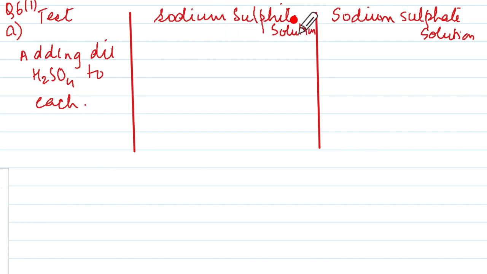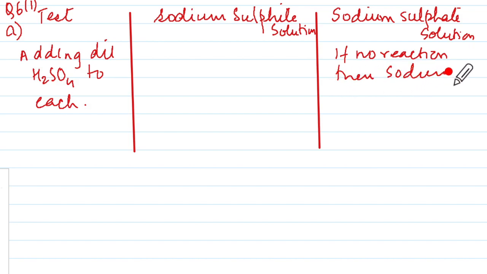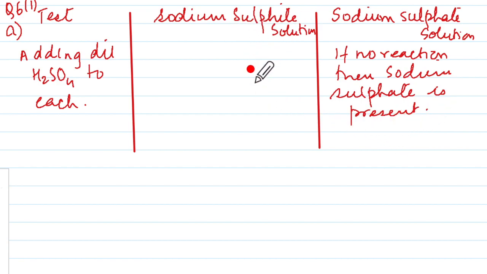Sodium sulfite with SO3 radical will liberate SO2 gas, but sodium sulfate with this dilute H2SO4 will give no reaction. So what will be the main thing over here? If no reaction, then sodium sulfate is present. But if it is sodium sulfite, then you will have SO2 gas.